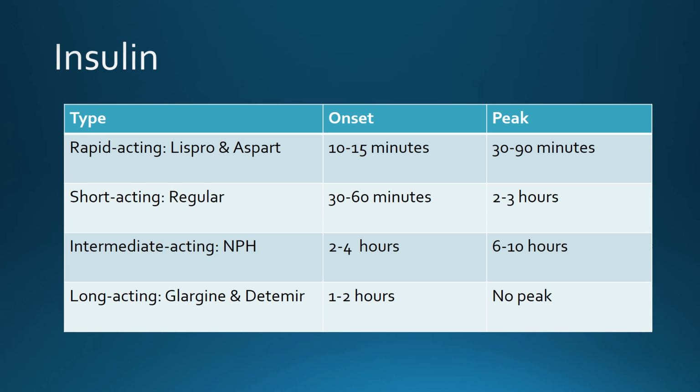All right, so looking a little more closely at the different types of insulin then, this is something that you need to be familiar with. So we have 4 different classifications of insulin. We have rapid acting, short acting, intermediate acting, and long acting. I did put up there the onset, so that's how quickly the medication takes effect, and when it peaks. So when is it at its highest level or the most effective level in the body.